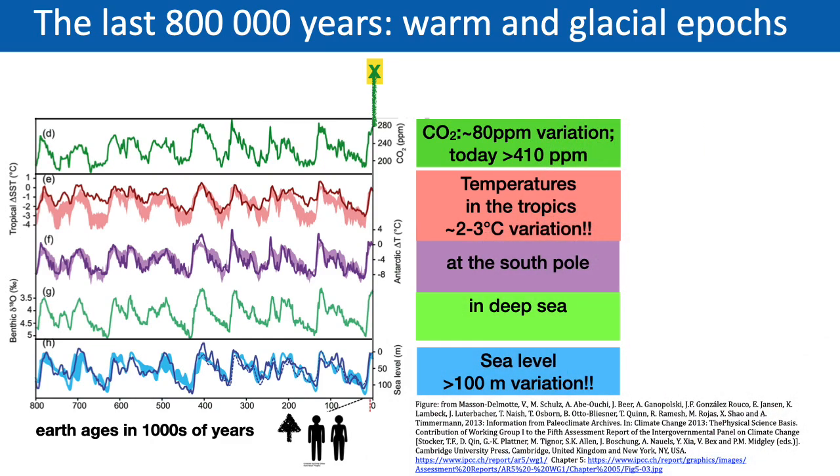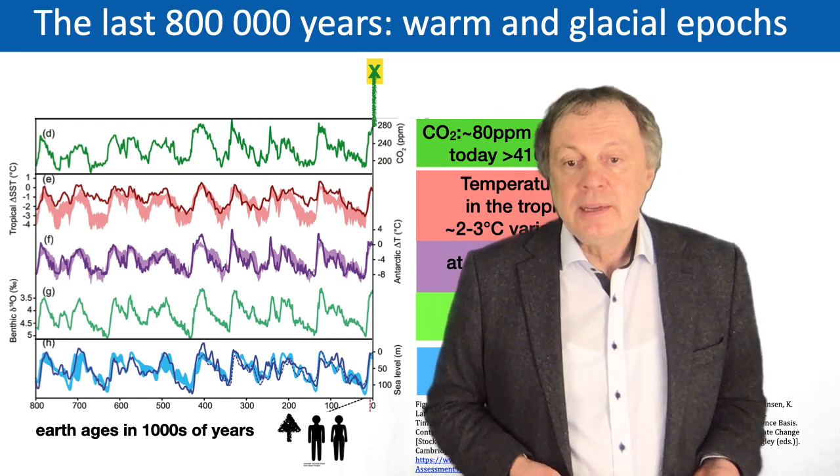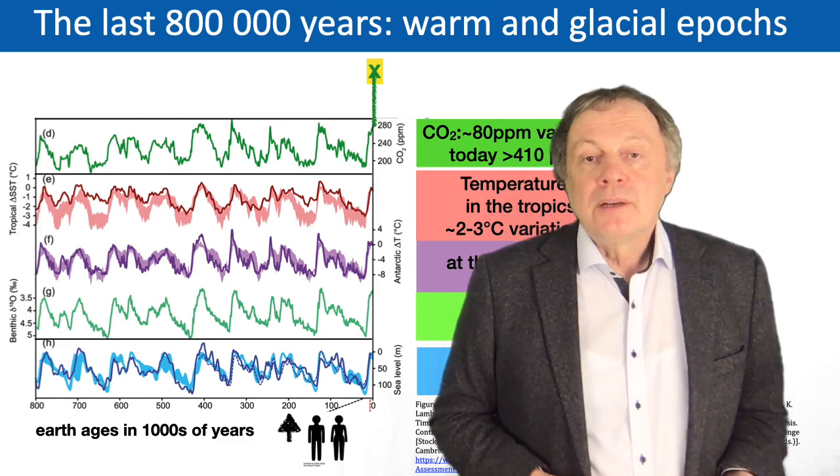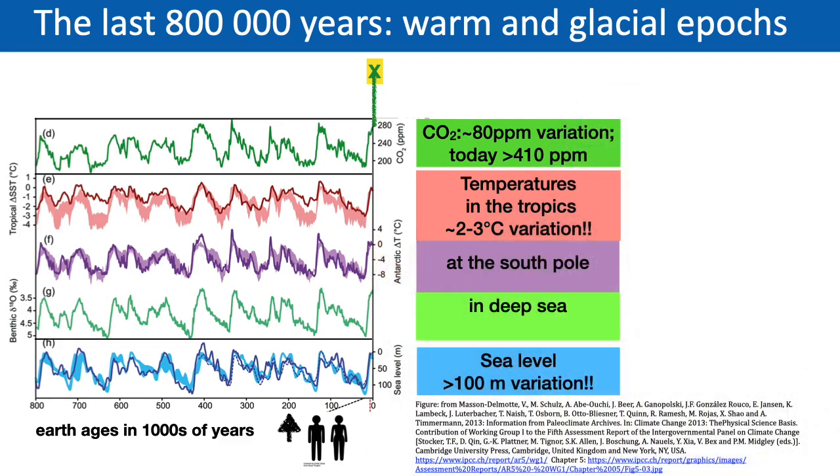Below you see the Antarctic temperature based on ice cores. So this is at the South Pole basically. Then below that you see the temperature in the deep ocean deposits. So in physics you have the possibility to look at certain isotope relations. In this case you look at oxygen-18 isotopes, and from that you can get information about the temperature at these times.